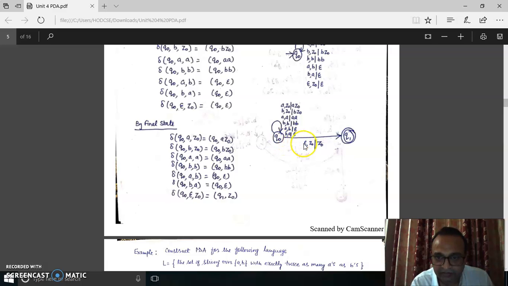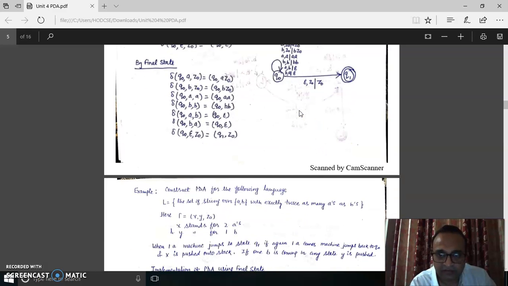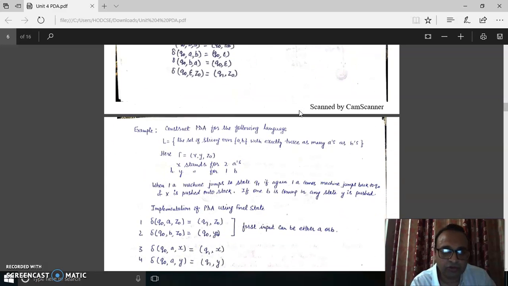Now suppose the string has been exhausted and the stack top symbol is Z0. So what we are doing, we are leaving that symbol as it is and we are moving to another state, that is the final state. So here we are moving to the final state. By this way we have made the PDA by both the ways.